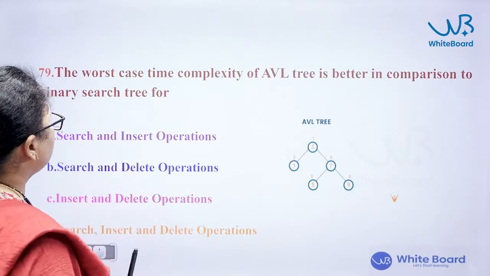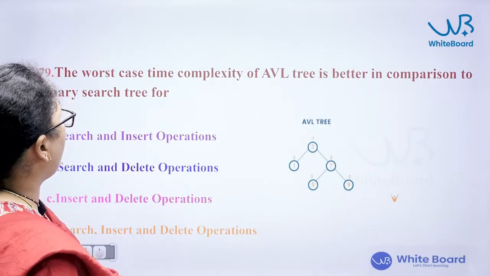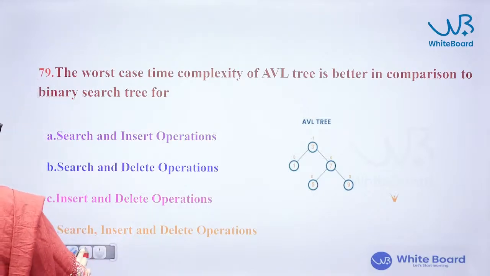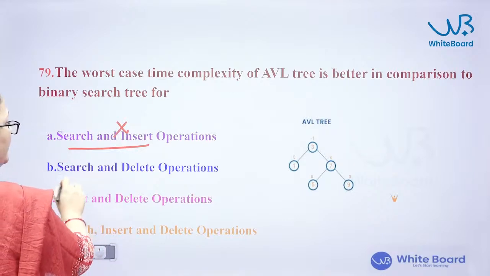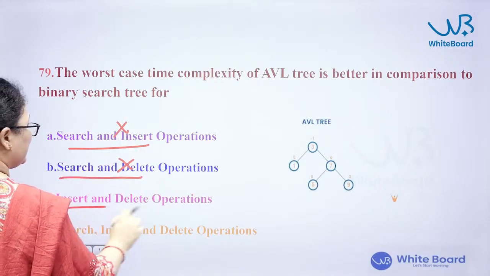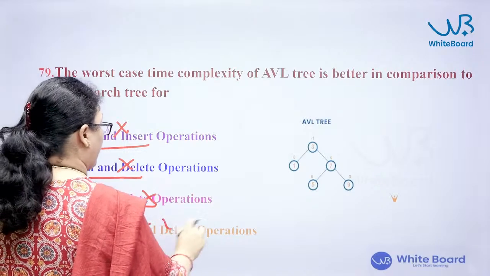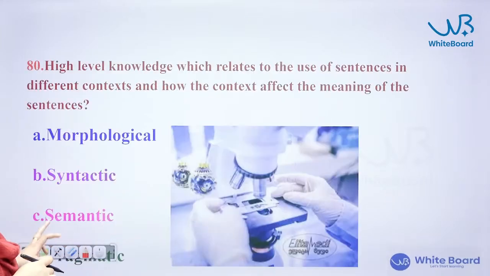Next, the worst case time complexity of AVL tree is better in comparison to the binary search tree for. So, what are the options given here? Search and insert option? No. Search and delete option? No. Insert and delete operations? No. Search, insert and delete. So, this is the correct option. The correct one is option D.